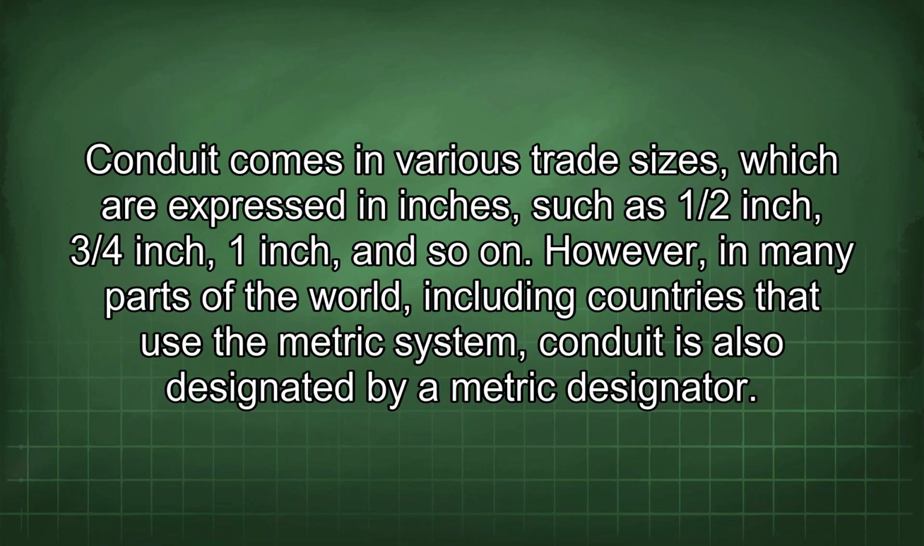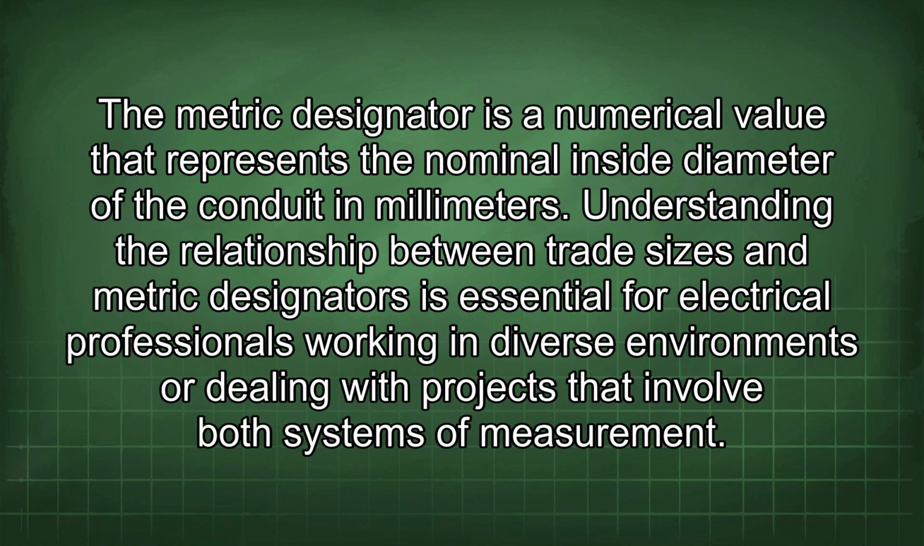Conduit comes in various trade sizes, which are expressed in inches, such as 1/2 inch, 3/4 inch, 1 inch, and so on. However, in many parts of the world, including countries that use the metric system, conduit is also designated by a metric designator. The metric designator is a numerical value that represents the nominal inside diameter of the conduit in millimeters. Understanding the relationship between trade sizes and metric designators is essential for electrical professionals working in diverse environments or dealing with projects that involve both systems of measurement.